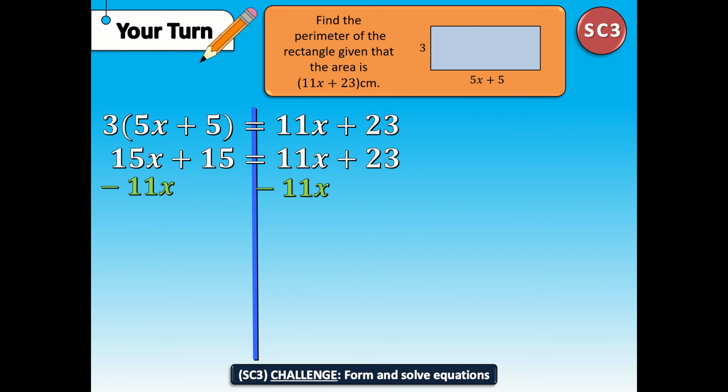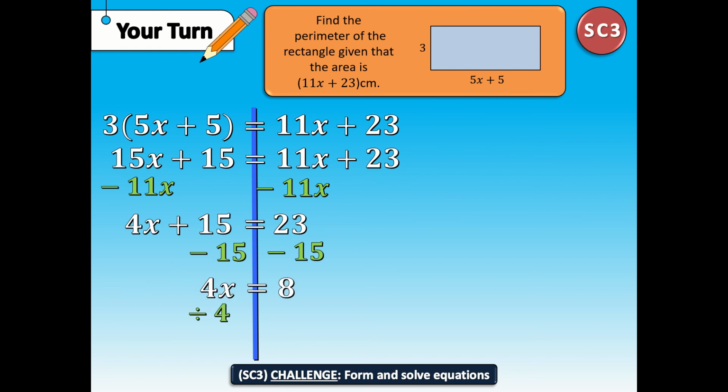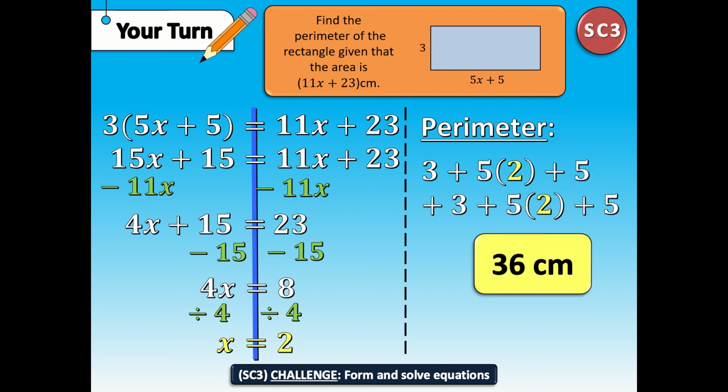Then we can solve it by taking 11x off both sides. So 4x plus 15 equals 23. Then we can take 15 off both sides. So 4x equals 8. Then divide both sides by 4. So x equals 2. So we want to find the perimeter, which means we add up all the sides. And remember, x is 2. So the perimeter must be 36 centimetres.